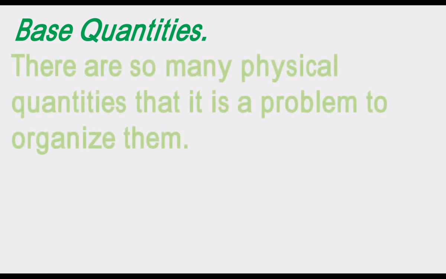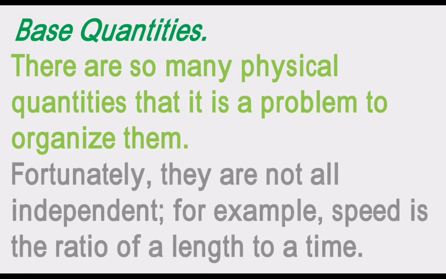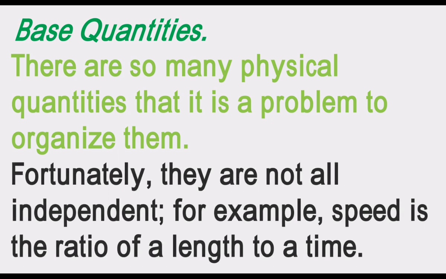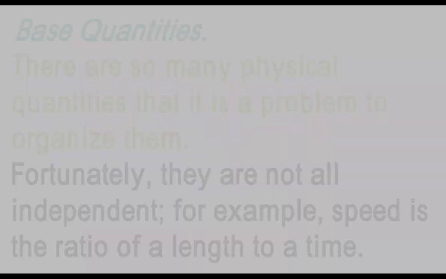Base quantities. There are so many physical quantities that it is a problem to organize them. Fortunately, they are not at all independent. For example, speed is the ratio of a length to a time.